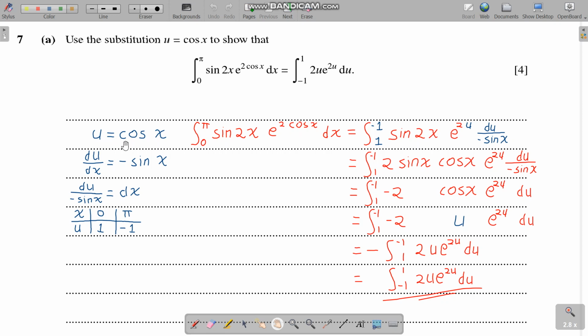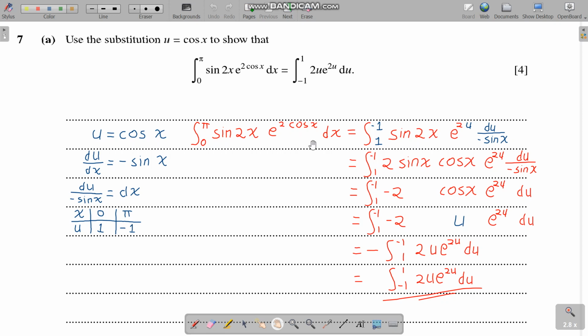So if u equals cos x, du dx is minus sine x, that's from MF19, and you can rearrange to get dx, which is du over minus sine x. And if you look at the terminals, x equals 0, x equals pi, you can transform. When x is 0, u is cos 0, which is 1. When x is pi, u is cos pi, which is minus 1. So we have everything we need.